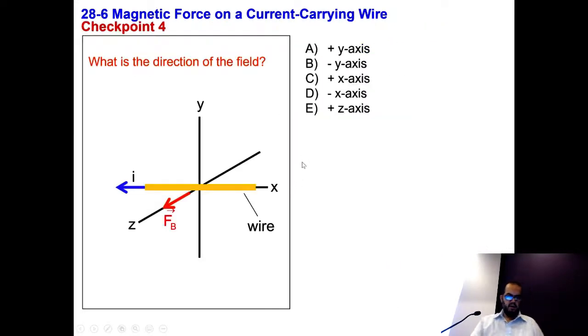All right, so let me see if you can get the direction here. What is the direction of the field? So here you have a current flowing to the right, and you see the force is in the positive z axis. Okay, what is the direction of the magnetic field vector? So use the right hand rule and tell me if it's plus y-axis, minus y-axis, plus x-axis, minus x-axis, or plus z-axis. Okay, so verify it, use the right-hand rule.